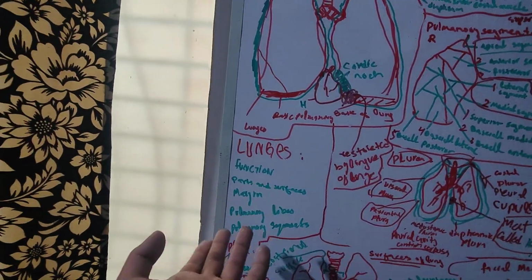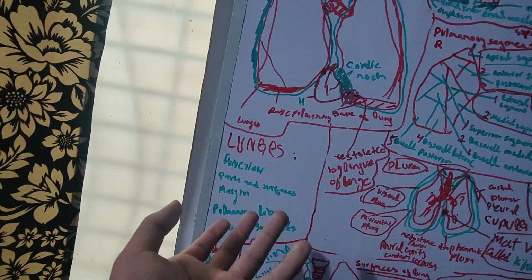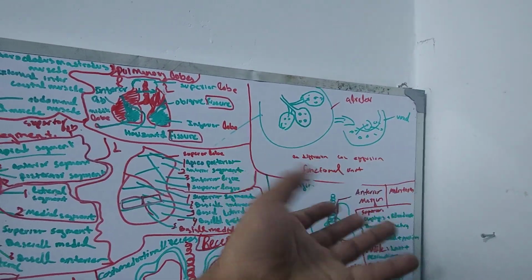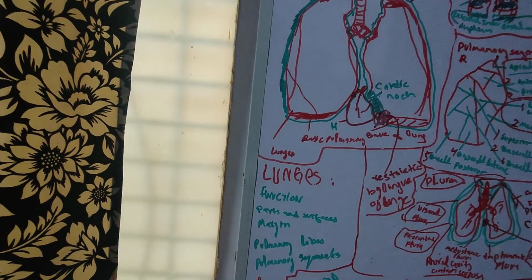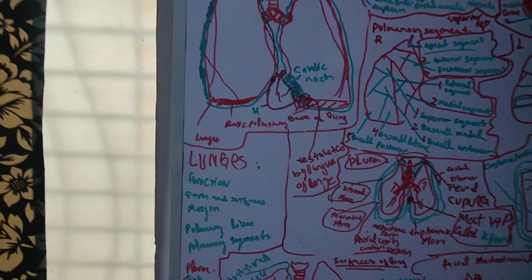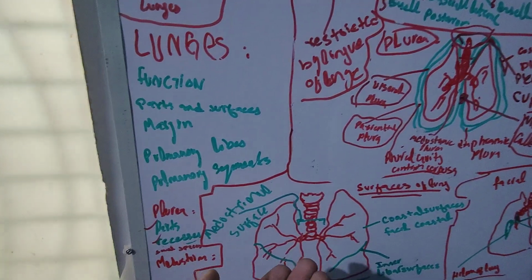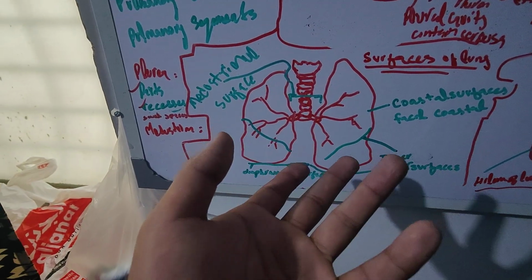Okay, so now we go through the parts and surfaces of the lung. We see the functional part: ribs, the external intercostal, internal intercostal, sternocleidomastoid muscle, and then we see the alveoli. These are the functional unit. Now let's go to the surfaces of the lung.